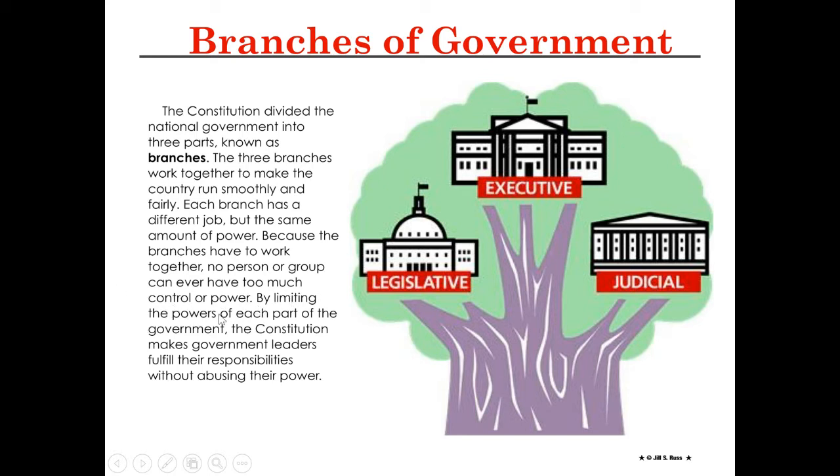By limiting the powers of each part of the government, the Constitution makes government leaders fulfill their responsibilities without abusing their power. So it makes them do their job, but they cannot take control. So these are the 3 branches working together to run our communities and our government smoothly. Good.